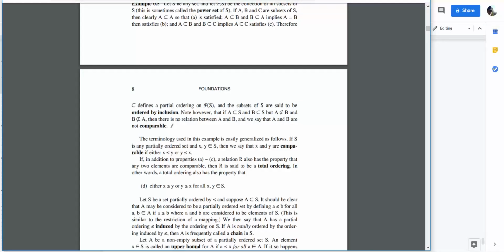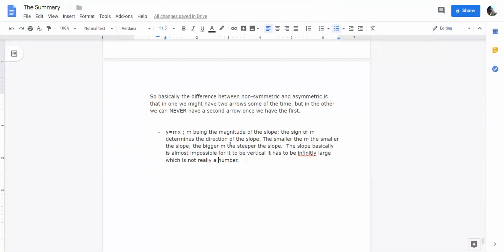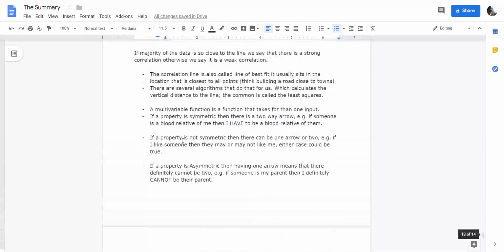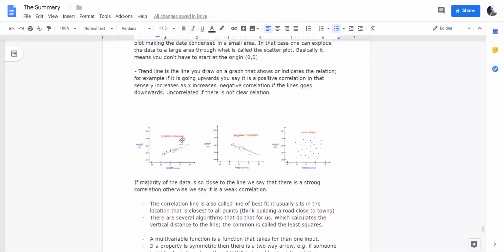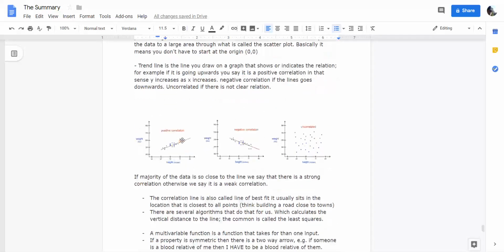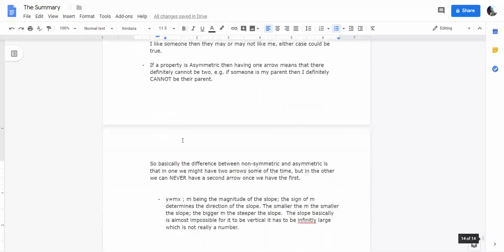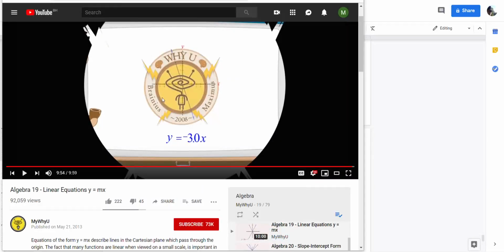So the last topic was, we've done the scatter plots, and we've done the functions, the slope and all. So this was the last video, linear equations, y equals mx. But we still have to go through slope intercept form. Yeah, let's do that now, and then decide on what we should do next.